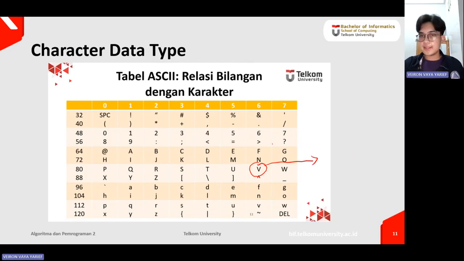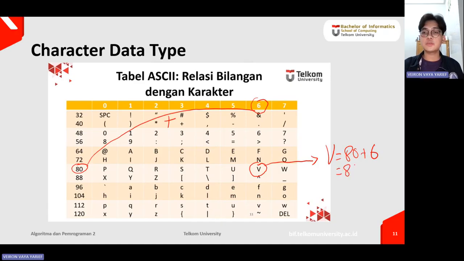If we take V, it will be interpreted as how we read this. So look at this. The column value is 6 and the row value is 80. What we do with these two values, we add them, okay? We use the plus operation as numeric values. We will get V equals 80, my bad, it equals 86. Okay, so this is the numeric value that your computer understands. That's how you read ASCII tables, okay?